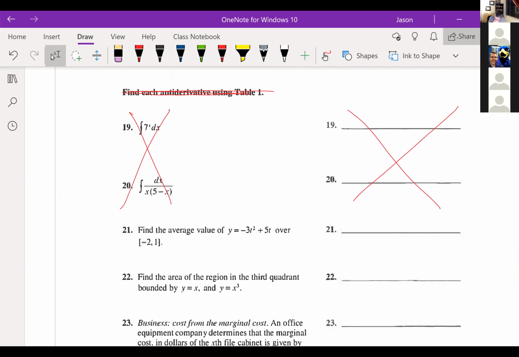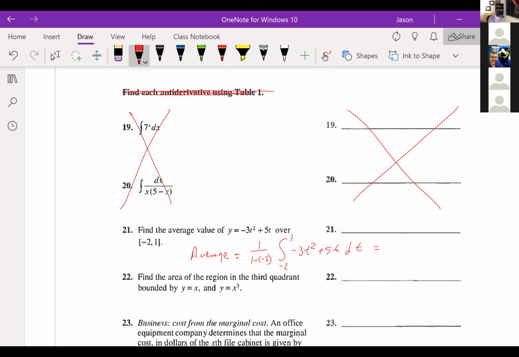Okay, I'll go over 21. Find the average value of this thing. Average value means we take this and we divide by the variable. Oh no, this is the mean value theorem, sorry. It's 1 over b minus a times the integral of negative 3t squared plus 5t dt. This is from negative 2 to 1, so this is going to be 1 minus negative 2.